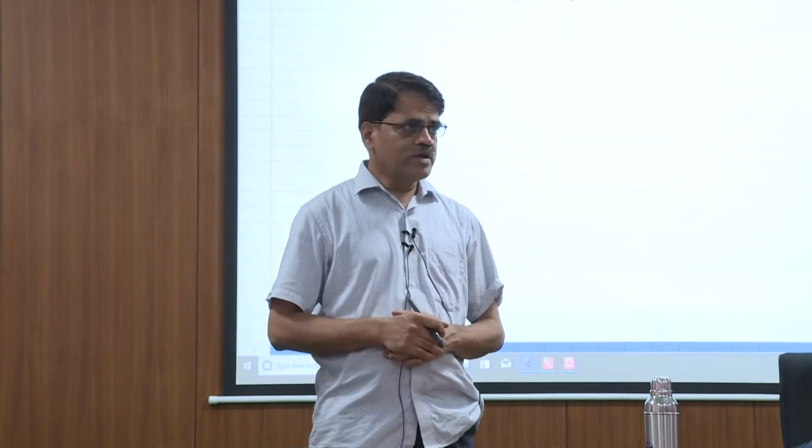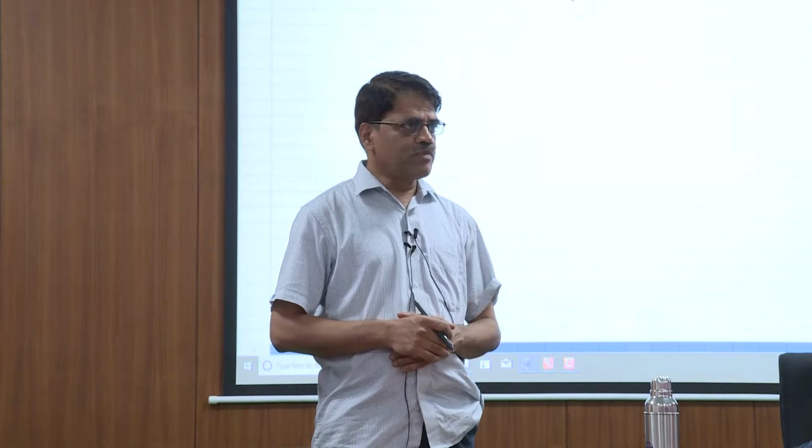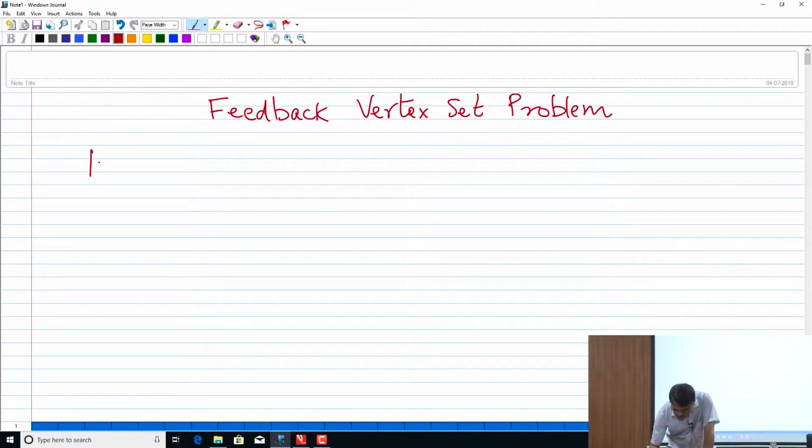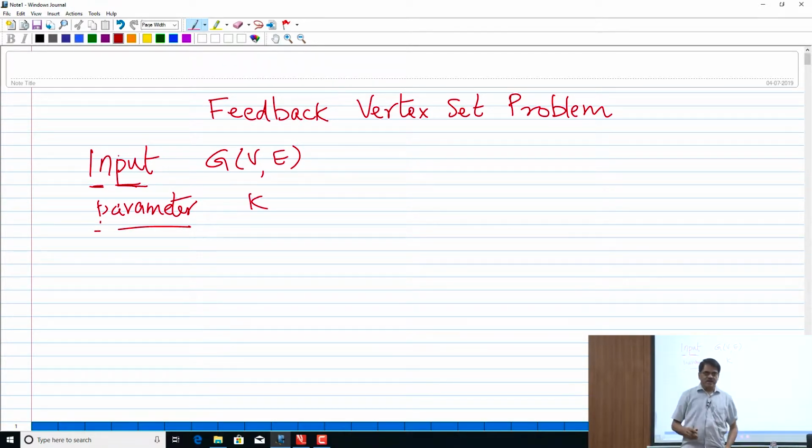Have you seen this problem? NP completeness, approximation? No? Okay. So what is the problem? Your input is an undirected graph. There is also a version of the problem in directed graphs, which is considerably harder, but we will look at only the undirected graph version.